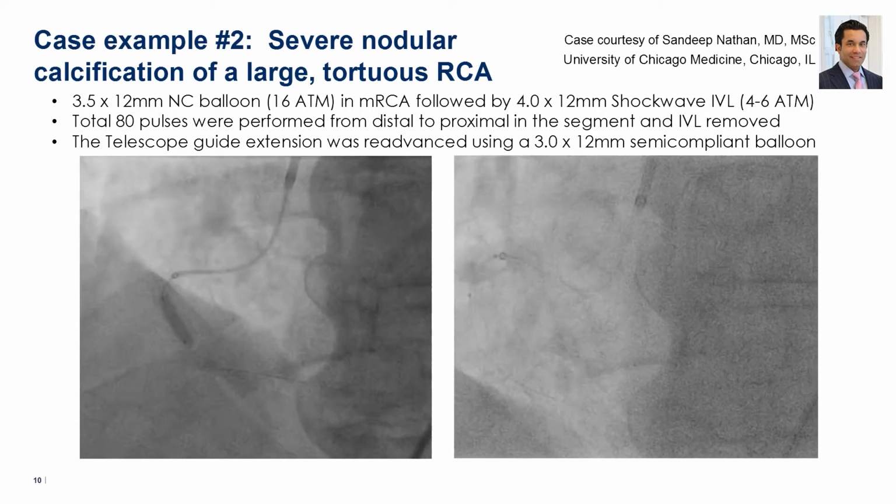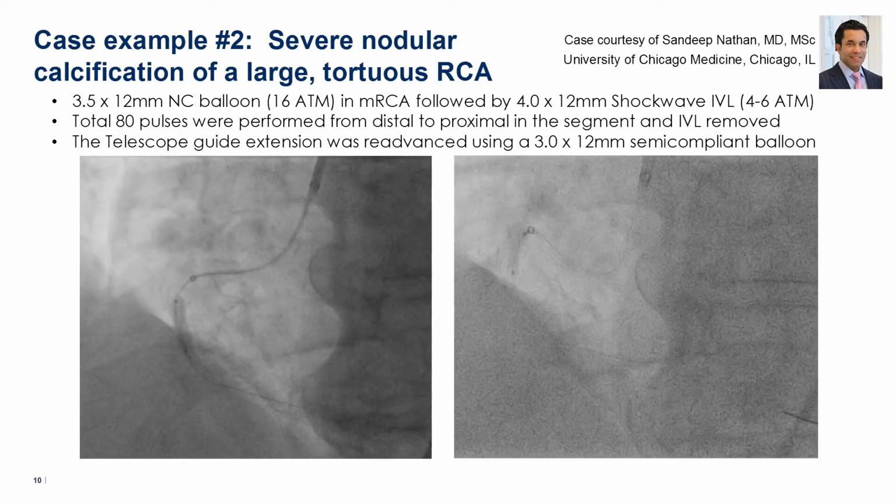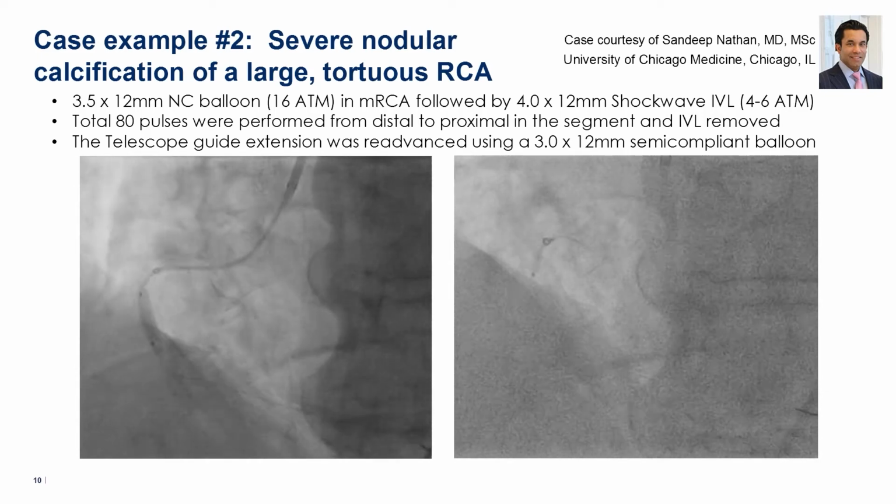I think the question often arises, can you push a large IVL balloon through a guide extension? I think this case very nicely demonstrates that you can. The 5.5 French effective lumen Telescope was more than adequate to deliver the balloon and to also get the balloon out completely. Didn't jam on the way back, even though it was winged. We once again used a 3.0 by 12 semi-compliant balloon to track our guide extension all the way down into the mid RCA, in order to sort of finish the case with a 5.0 by 30 millimeter Resolute Onyx DES.